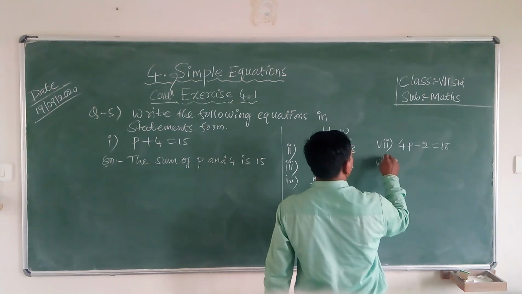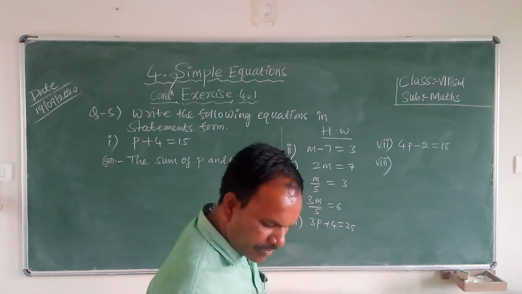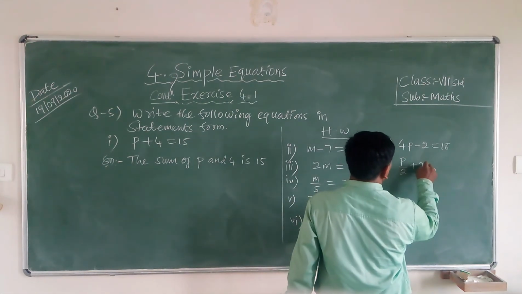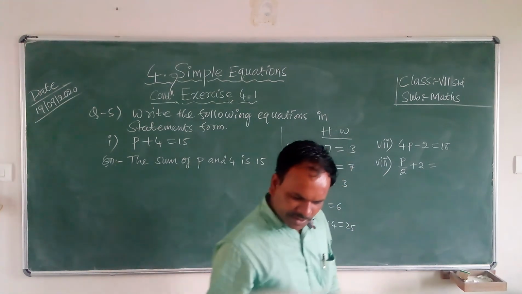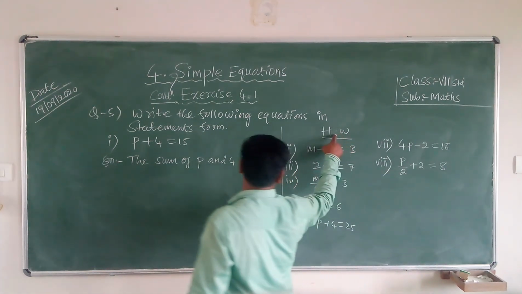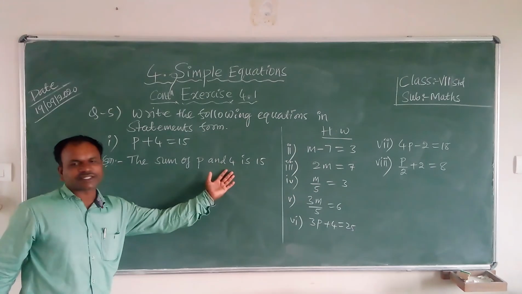So 8th one. P by 2 plus 2 is equal to 8. You have to do the homework. So the equation form is given like this. You have to write the statement.